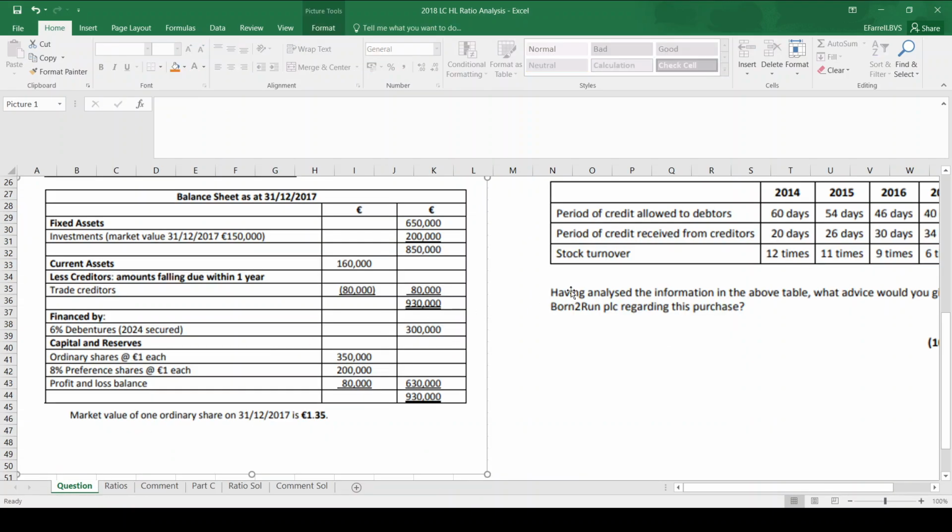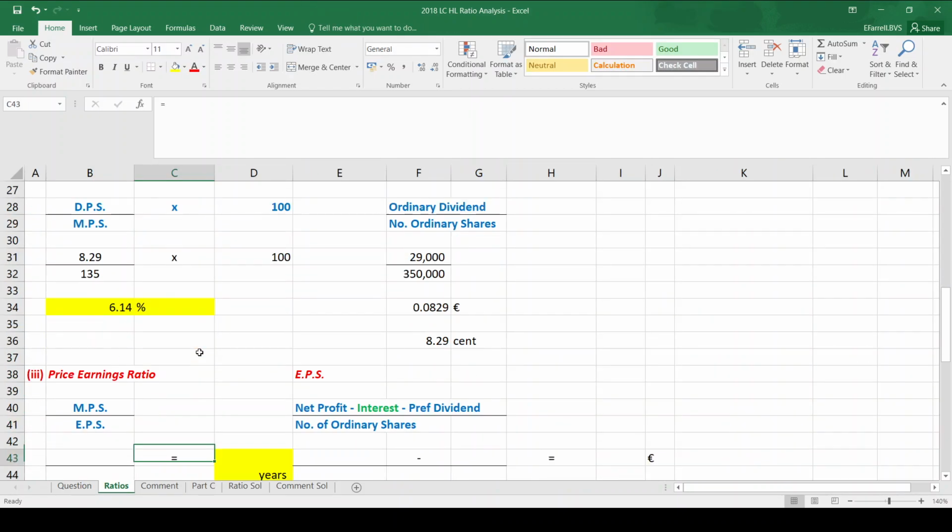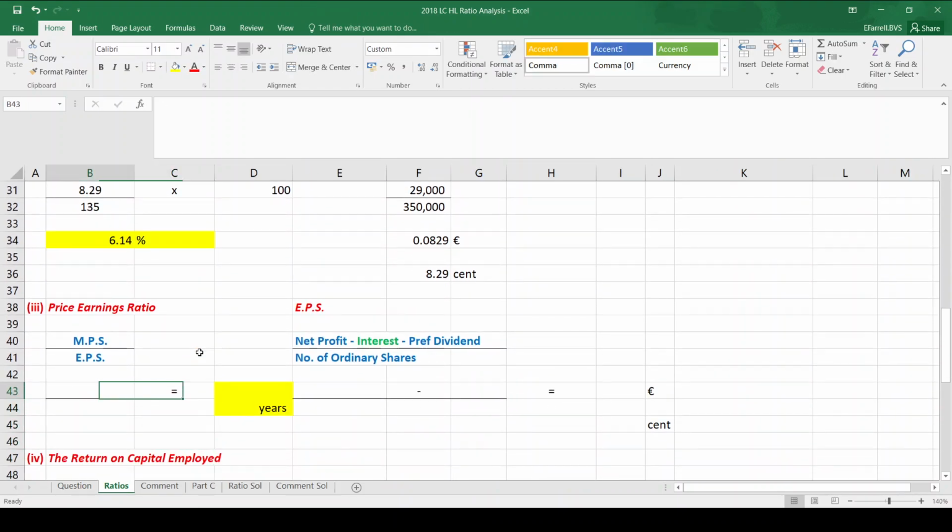The third ratio we're asked to work out here is the price-earnings ratio. So the price-earnings ratio is market price per share over earnings per share. So again, market price per share is easy. We've done it already. We're given it at the bottom of the balance sheet, just underneath the balance sheet. It told us it's €1.35, which is 135 cents. And I'm going to divide that by earnings per share.